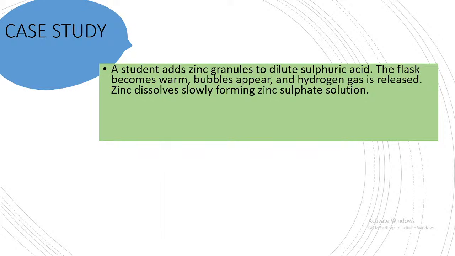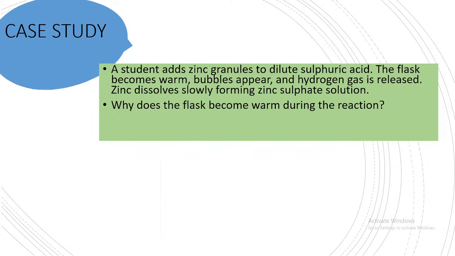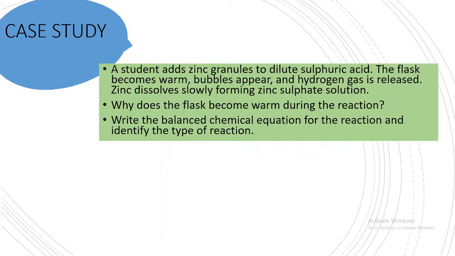A student adds zinc granules to dilute sulfuric acid. The flask becomes warm, bubbles appear, and hydrogen gas is released. Zinc dissolves slowly, forming zinc sulfate solution. Okay. So here the question is, why does the flask become warm during the reaction? And the second question is, write the balanced chemical equation for the reaction and also identify the type of reaction. So you need to answer these two questions.